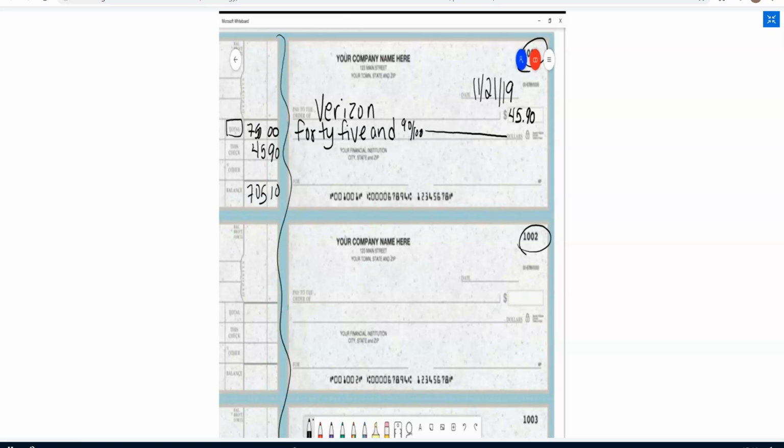When a check is taken to the bank, the teller that cashes it is supposed to check that whatever is written here matches what is here. Okay. If it doesn't, they're not supposed to cash it. Okay. All right. This is like a memo. You can write bill, cell phone bill. And then you sign your name.